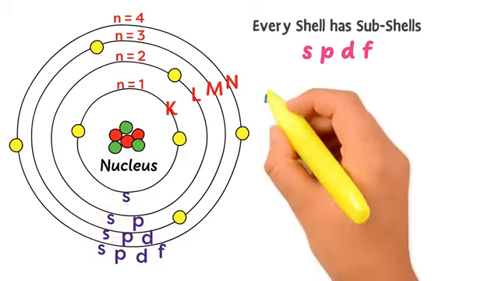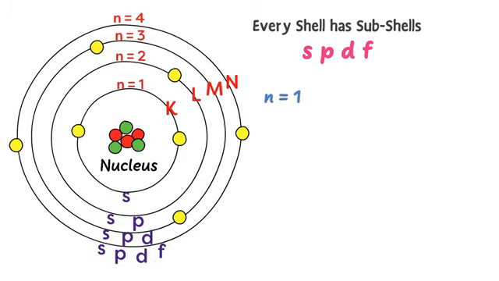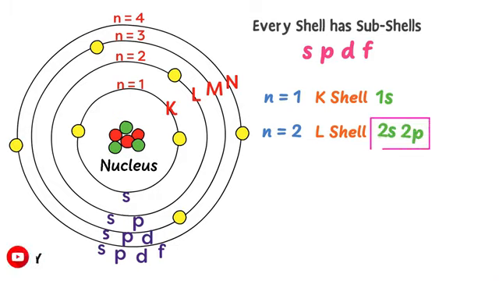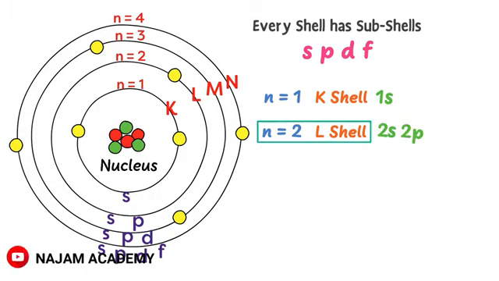Now I write n is equal to 1, and we know that it is the K shell, and the K shell has only one subshell, I mean S. Here I write 1 with this S, because this S subshell belongs to the first or K shell. Secondly, n is equal to 2. We know that it is the L shell, and there are two subshells, namely S and P. I write 2 with this S and with this P, because this S and P belong to the second shell.